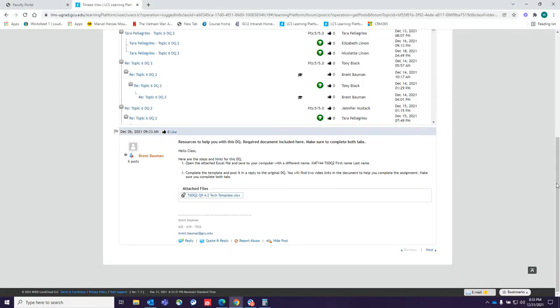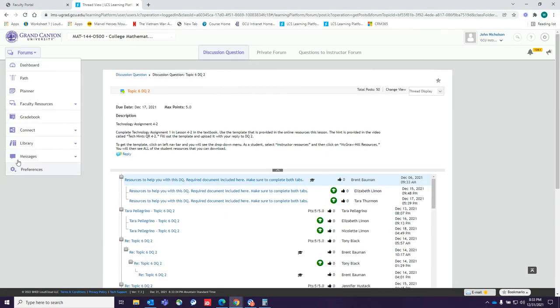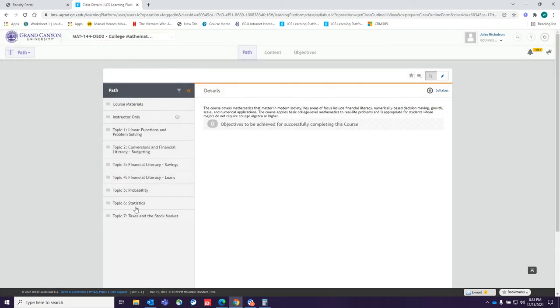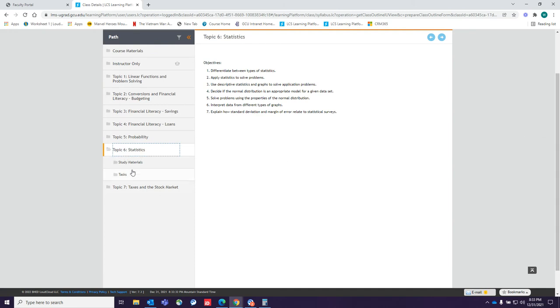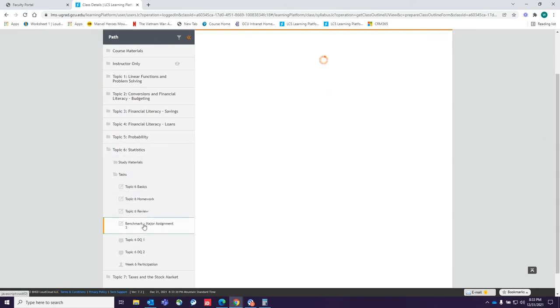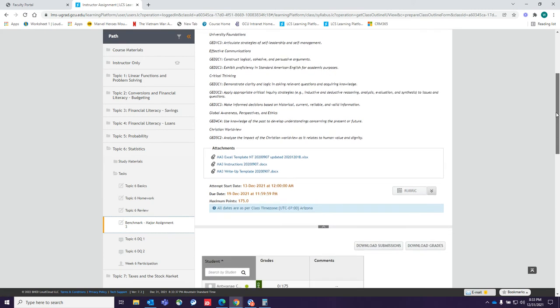So let's move right on, without further ado, to the biggest assignment this week, going back to the path tab again, where you should live, which is the benchmark assignment, the major assignment 3. Now the good news on the major assignment 3 is that at least for the spreadsheet, all the formulas are things you've seen before in the homework, the review, the DQs, as well as previous major assignments. There's no new math, no new formulas. So nothing's new there.